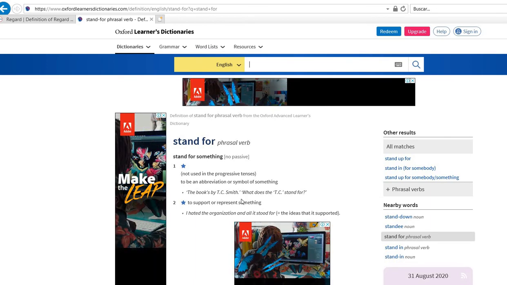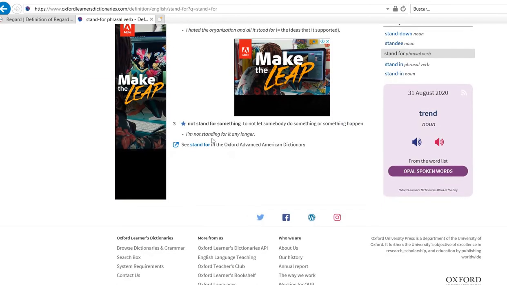But that's not the one I wanted, actually. This is the one I want. To stand for something. So I'm not standing for it any longer, and still this is not the one I wanted you to see, but rather "to stand for president", as it's the example in letter J, which is to be a representative, right?